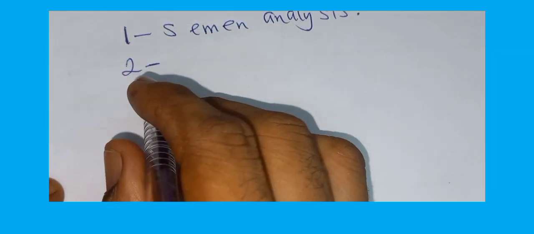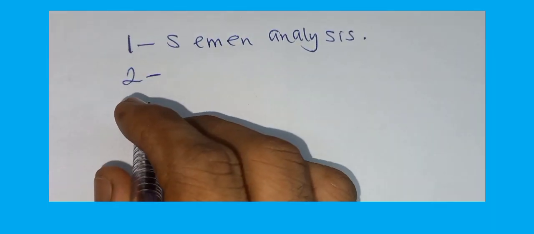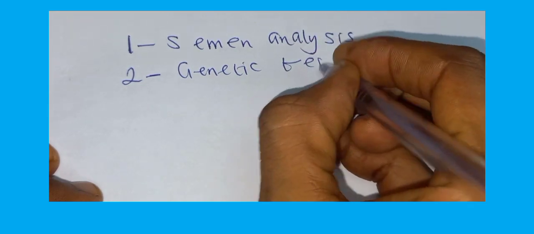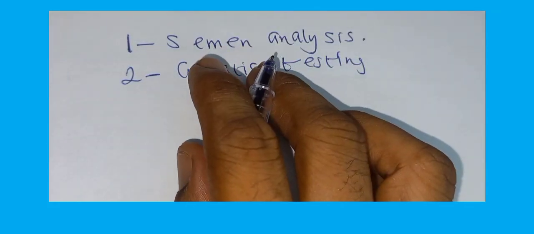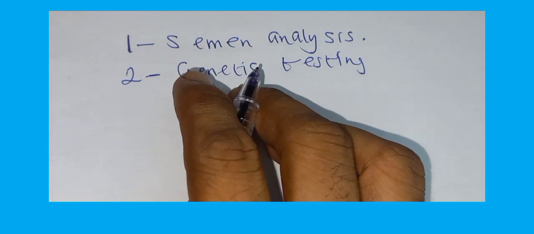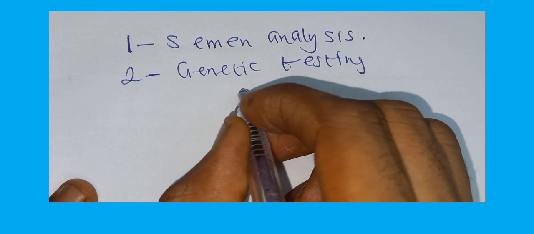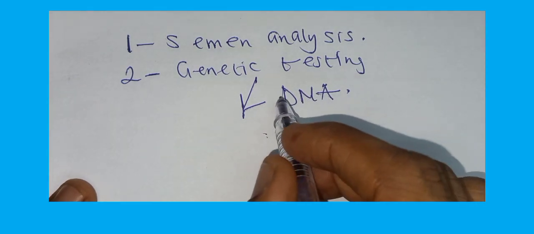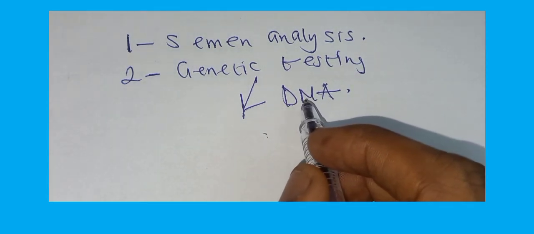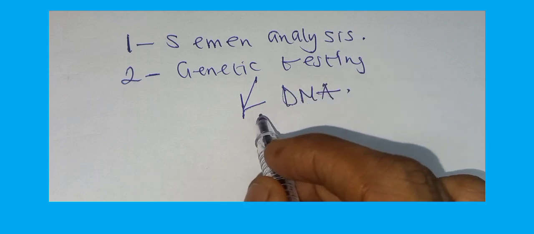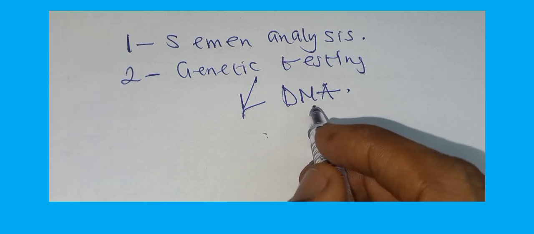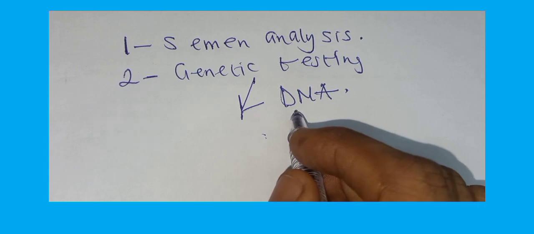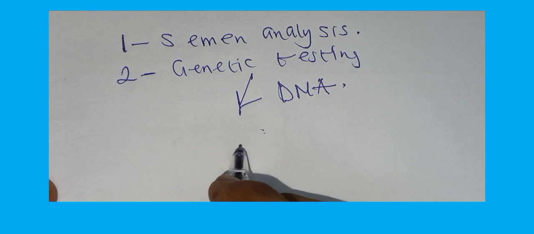Number two test that a male must undergo or diagnose is genetic testing. By genetic testing, this checks a sample of semen for DNA, that is deoxyribonucleic acid. So they must confirm the genetic testing of the cause of male infertility, which is DNA abnormalities, and identify the genetic basis of infertility, whether testosterone level and other male hormones are checked through hormone testing.